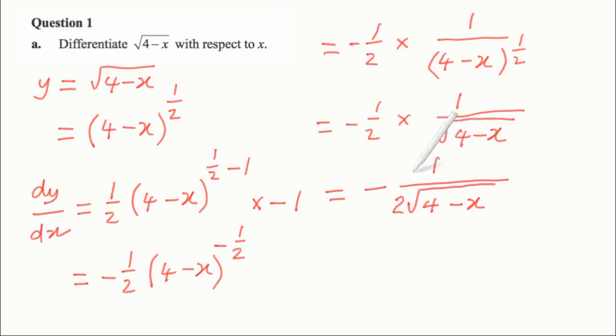And you could also have minus 1 on the top. You could write it as minus 1 over 2 root 4 minus x, or you could have 1 over negative 2 square root 4 minus x, or you could have it the way I did with the minus in the middle. So that's differentiating it informally. If you'd like to use the chain rule, you can, and I'll show you how to do that now.